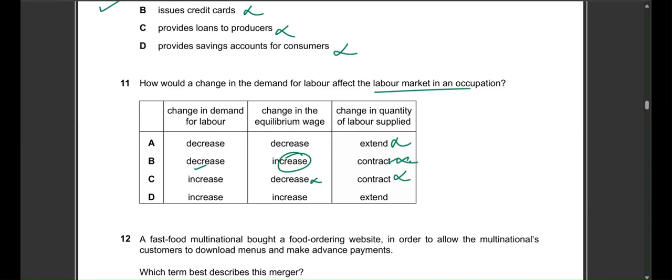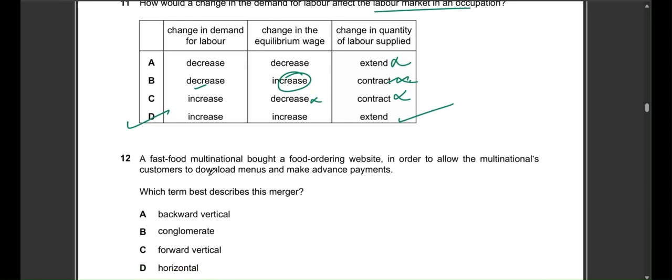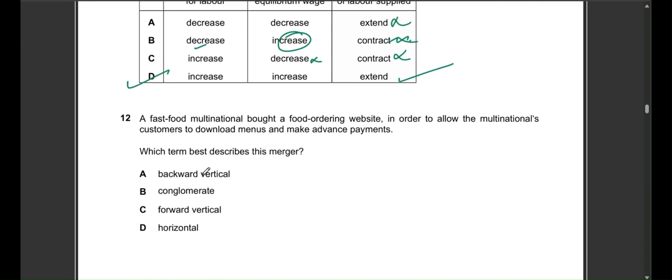Let's see option number D. Change in demand for labor increased. Okay, change in the equilibrium wage increased, correct, and change in the labor supply extended. So D is the right answer. Again, not that easy question and not that difficult. It's also a medium average level question. Okay. Let's move to the next question.